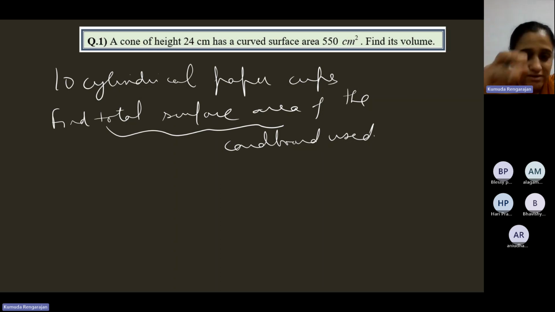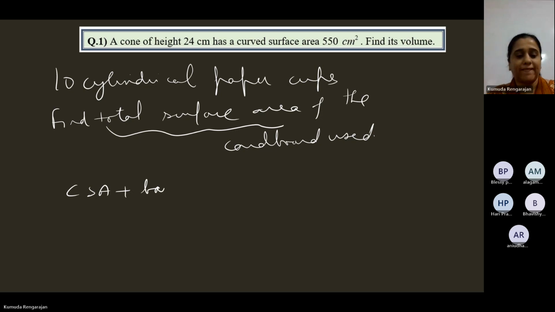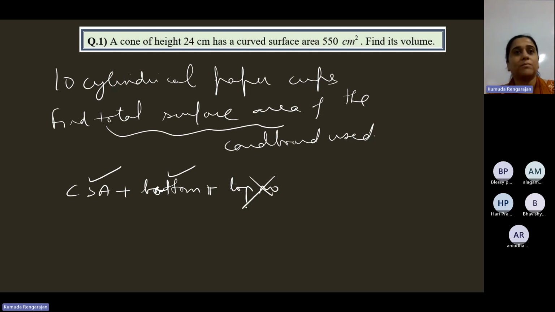Wherever material is used. Now tell me where all the material is used to make a paper cup. Will you use the material to make the CSA? Yes. Then will you cover the bottom of the cup? Yes. Will you cover the top of the cup? No. Top, no. Cylindrical cup, CSA you have to cover. It's a cup, so you have to cover the circular bottom. Top you will not cover because it's a tumbler. So what is the TSA here? These two make the TSA of the paper cup. For the paper cup, this is the total surface area, or simply surface area.